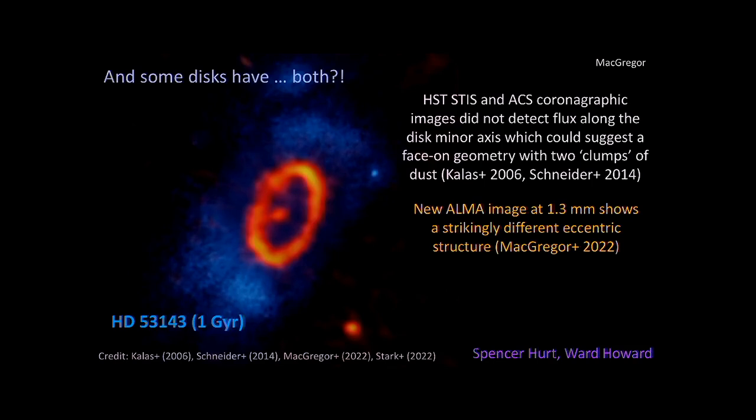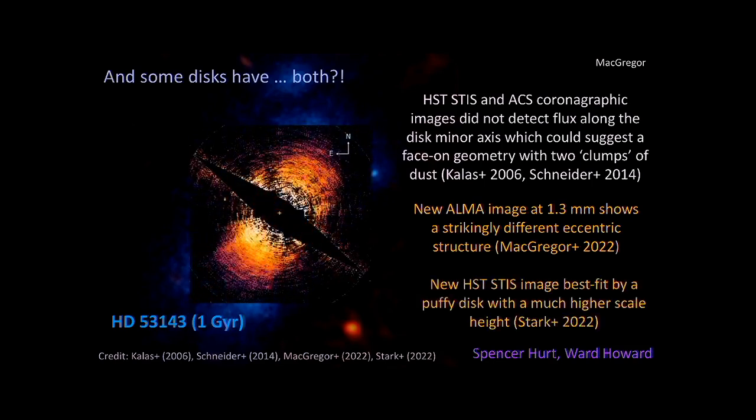Now it gets even more fun because we got new Hubble observations, and so now I'm overlaying the new STIS image on this, which looks better than the old STIS image, but is actually still quite different than the ALMA. If we model these disks with what we call a scale height, which is essentially the puffiness of the disk, the ALMA disk wants to be completely flat and highly eccentric, and the Hubble data actually doesn't favor having an eccentricity at all and wants to puff up the scale height to be quite large.